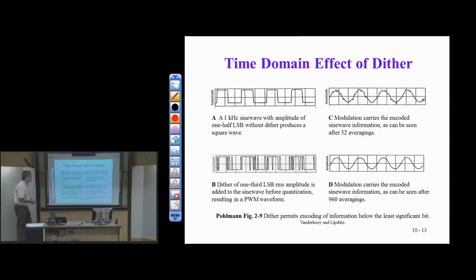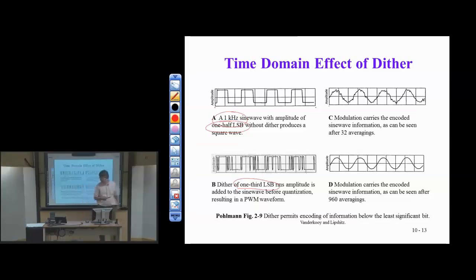All right, so here's a 1 kilohertz sine wave. Again, 1 kilohertz is used because that's the sweet spot of human hearing, a very common test signal. It has an amplitude of 1/2 least significant bit. Without additive dither, we get a square wave. If we then add the dither of 1/3 least significant bit, and then we quantize, we get this pulse width modulated waveform that you see here.